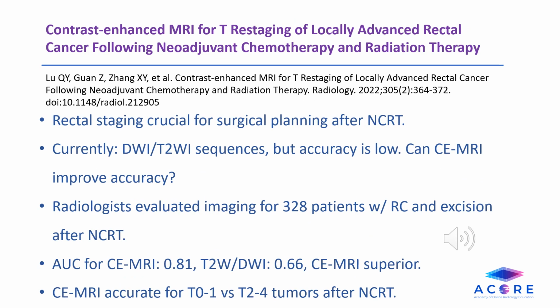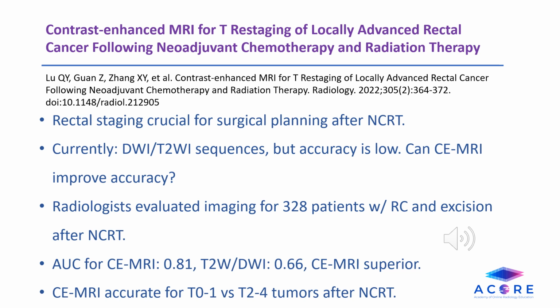This next article comes from the Radiological Society of North America. Accurate restaging of rectal cancer is crucial for the selection of candidates for local excision after neoadjuvant chemotherapy and radiation therapy, or NCRT. However, accuracy for T-staging with the current standard of diffusion-weighted images and T2-weighted images can be as low as 52%, with overstaging often leading to low accuracy.